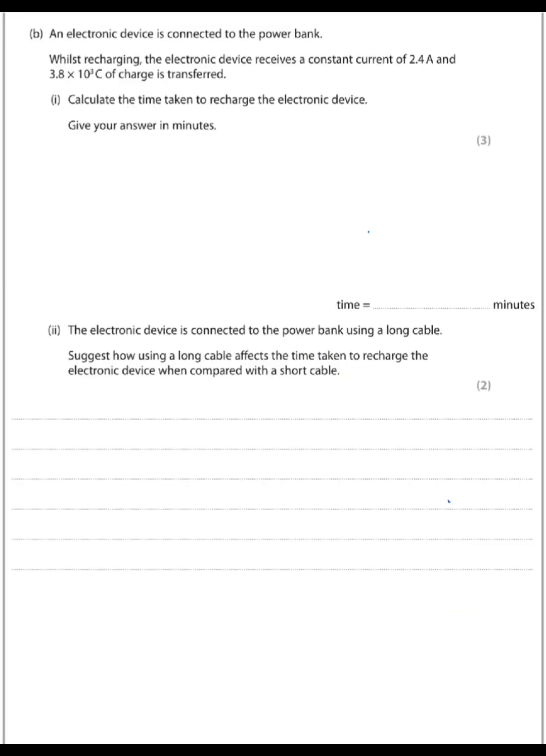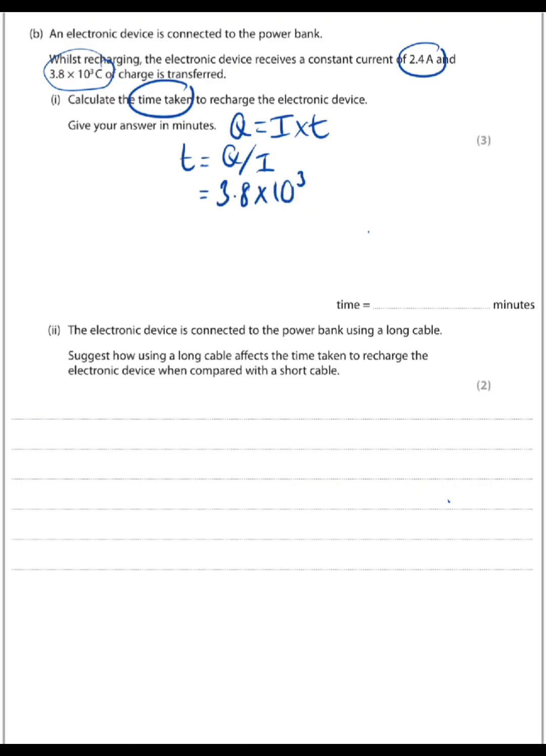Now a device is connected to the power bank and we're being asked to calculate the time taken. We are given a current and we are given a charge. So once again, we are using the previous formula, charge is current times time, but this time we're being asked to calculate the time, so we want to rearrange that. Time is charge divided by current. If we take our charge of 3.8 times 10 to the 3 and divide that by our current of 2.4, we end up with a value of 1600 seconds.